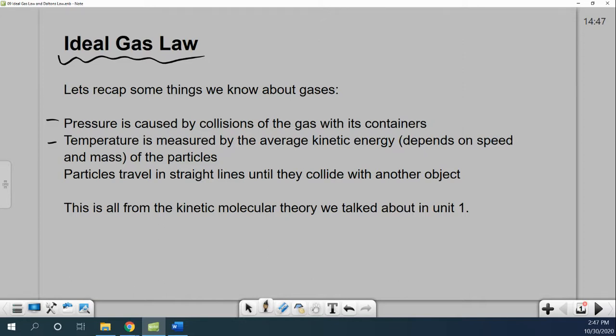Another thing we know, temperature is a measure of the average kinetic energy. So it doesn't tell you exactly what the energy is of every single particle, but it gives you an average. Some are a bit faster, some are a bit slower. But temperature is the average kinetic energy of all of your particles. Third thing we know, particles travel in straight lines until they hit something. And so they're going to keep going whatever speed they are till they hit something, then they will transfer some speed maybe and change direction and then go in a straight line again. Now this is all kinetic molecular theory stuff that we talked about back in Unit 1, but just a little recap of it, because it's going to lead us towards something that we know about gases.